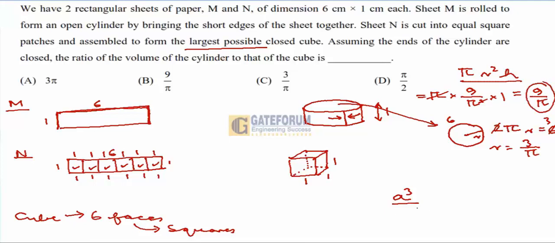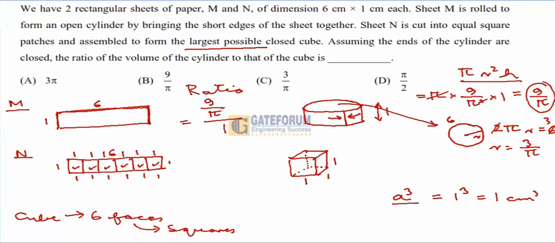Now for the cube, the volume of the cube is a cube, which is equal to 1 cube, that is equal to 1 cubic centimeter, and this also of course cubic centimeter. So they have asked you the ratio of the volume of the cylinder to that of the cube. So that would be 9 by pi divided by 1. This is the ratio.